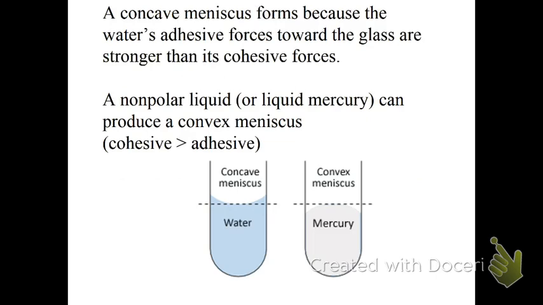A concave meniscus, of course, forms because the water's adhesive forces toward the glass are stronger than its cohesive forces. And a nonpolar liquid, such as liquid mercury, can produce a convex meniscus, and that's because its cohesive forces are stronger than its adhesive forces.